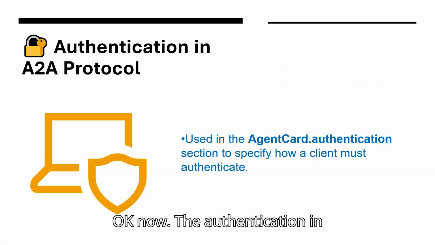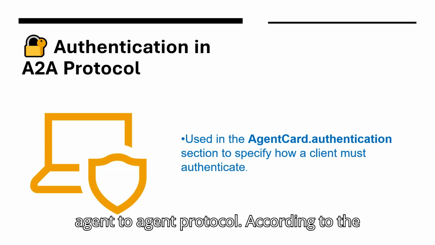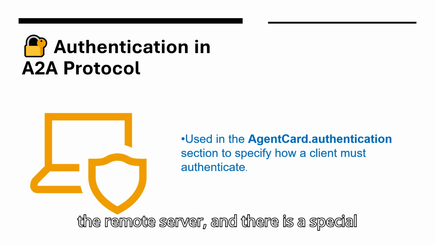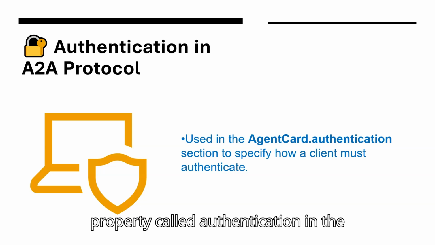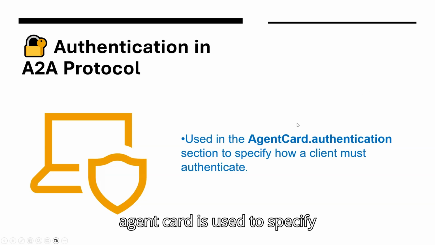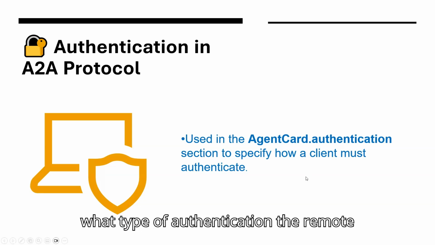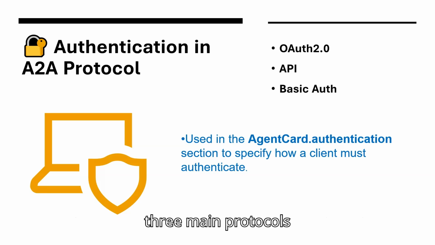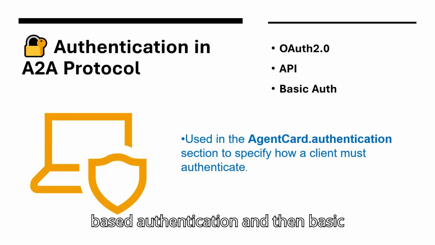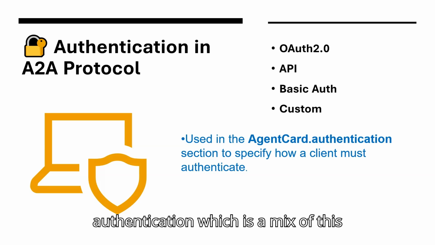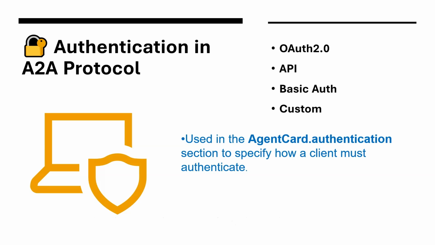Now, the authentication in the agent to agent protocol. According to the implementation schema, we have the agent card that is served by the agent server, the remote server, and there is a special property called authentication in the agent card. This property is used to specify what type of authentication the remote server supports. There are mainly three protocols that we look at today: open authentication, API key based authentication, and basic authentication, and finally the custom authentication, which is a mix of these depending on the unique scenarios you have.